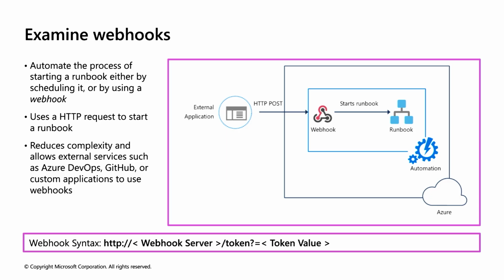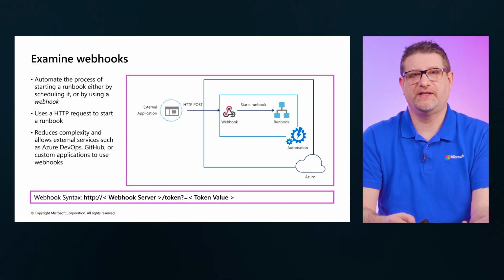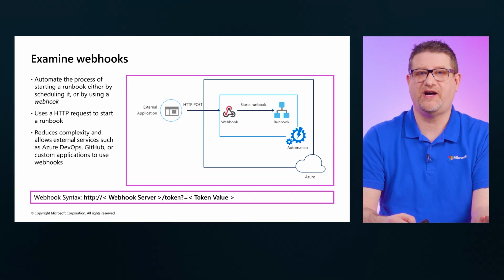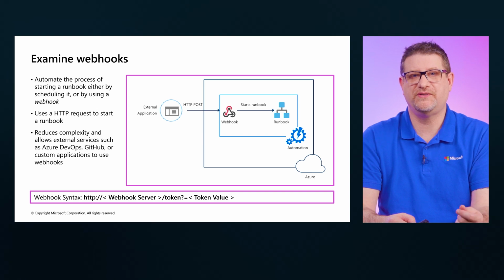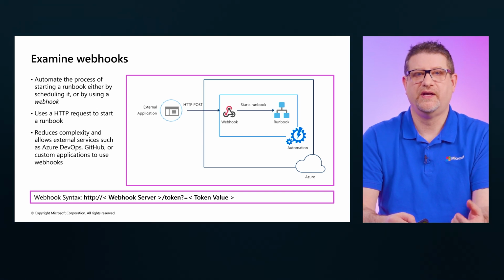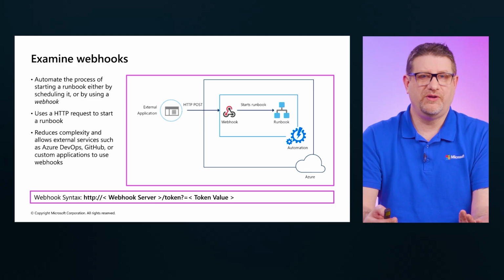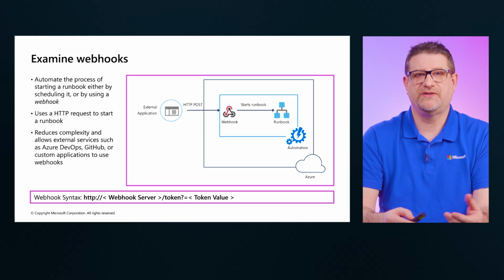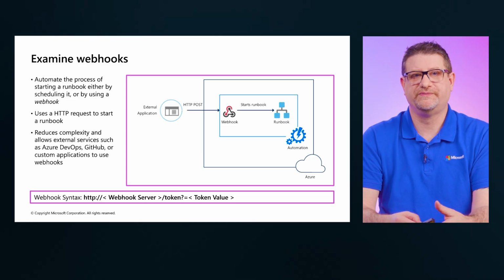In Azure Automation, webhooks are a powerful tool that lets us automate the process of starting a runbook using a simple HTTP request. So instead of manually triggering the automation task, we can set up a webhook, a special URL that, when called, instantly kicks off our runbook. This approach reduces complexity and allows external services like Azure DevOps, GitHub, or even custom applications to interact with our automation workflows. For example, you might have a deployment pipeline in GitHub that needs to trigger a runbook in Azure Automation. With the webhook, integration is seamless and efficient.